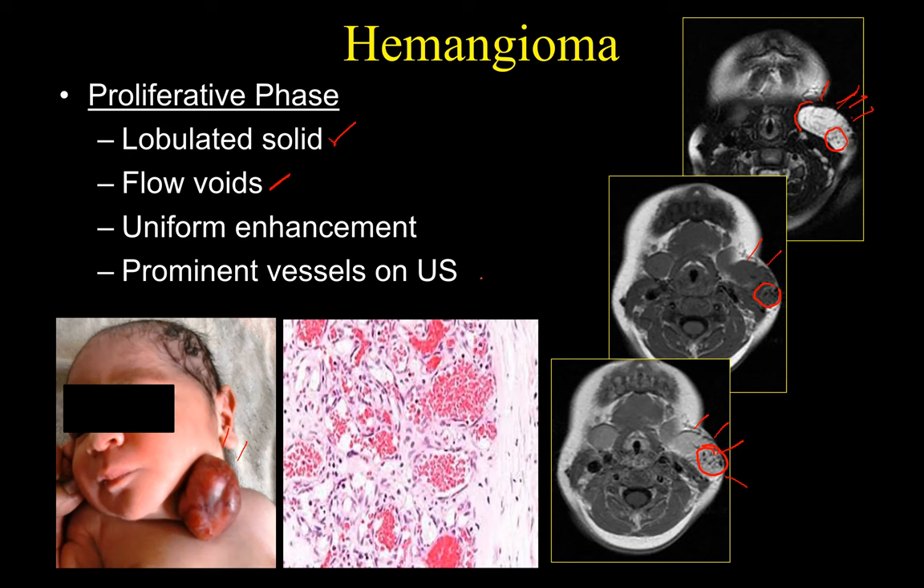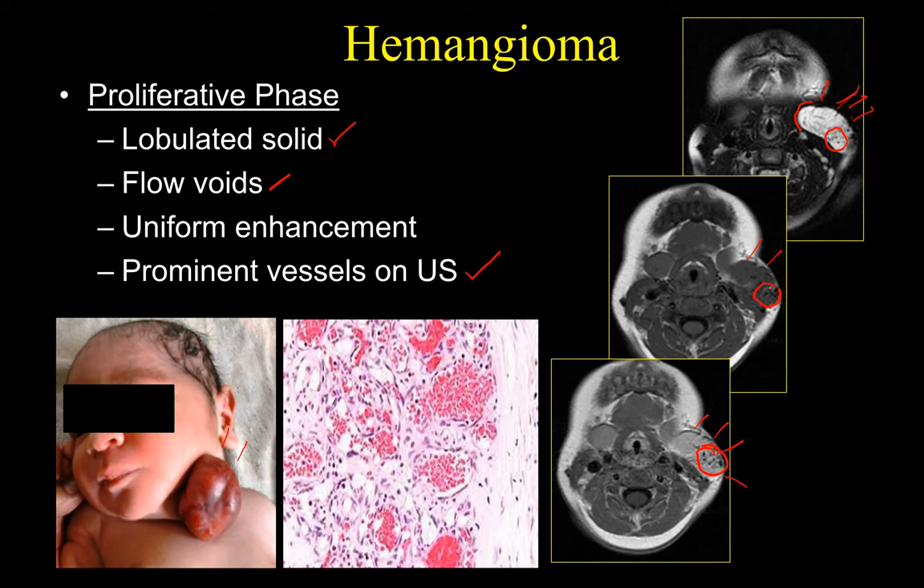And if you do an ultrasound, you can see prominent vessels on ultrasound. So the characteristics of a hemangioma are that it's high signal on T2, low signal on T1, avidly enhances with contrast, and you can see the flow voids. Now, when you see something like this, just looking at it purely from an imaging standpoint, we know that the most common malignancy to involve the head and neck is a rhabdomyosarcoma. So how do we differentiate this from a rhabdomyosarcoma?